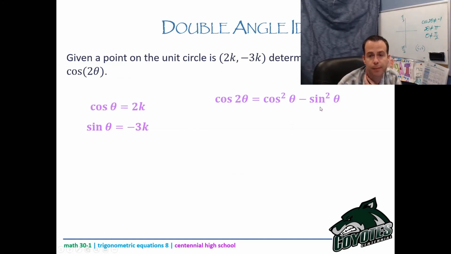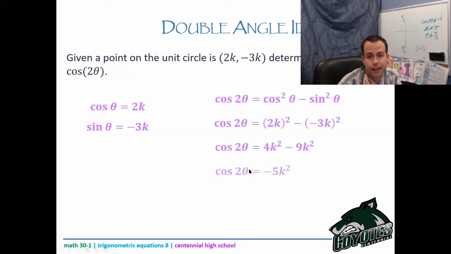It doesn't really matter which identity I chose, but I chose cos of 2 theta is cos squared theta minus sine squared theta. I plug those values in, and I end up getting cos of 2 theta equals negative 5k squared. All I've done is I knew cos of theta was 2k, I knew sine of theta was negative 3k, I squared them both and then subtracted them. But it says what's the value, so I need to figure out what k is. If I can figure out what k is, then I can plug in my value for k and have an actual value for cos of 2 theta.